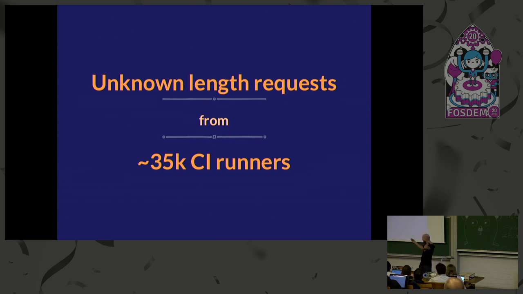We had around 35,000 CI runners in the wild, outside of our control, that were sending artifacts without length, because they were compressing it in transit directly on the upload request. So we cannot have the size without writing it directly on disk. So this was a big problem.